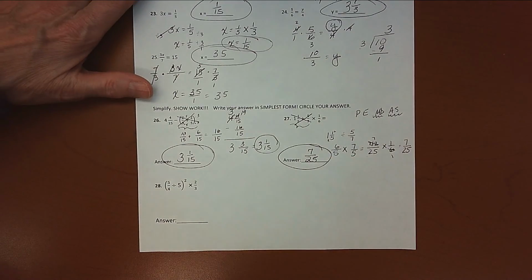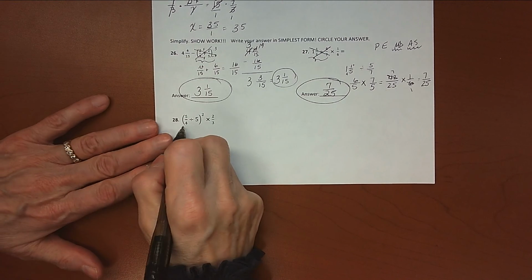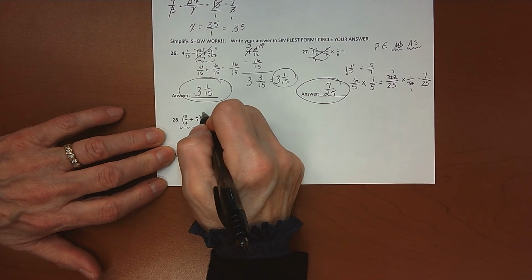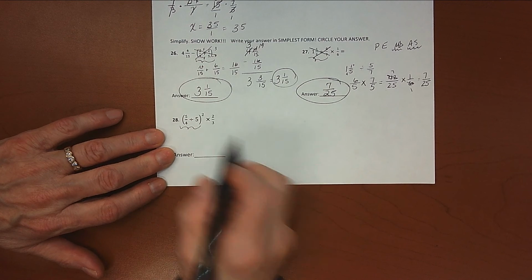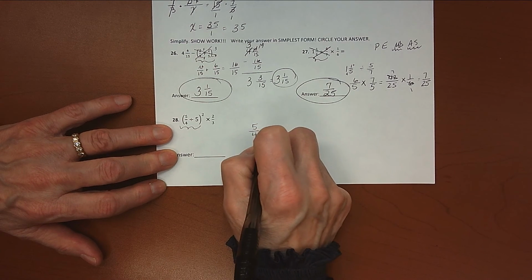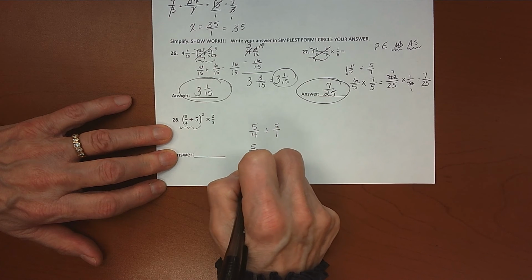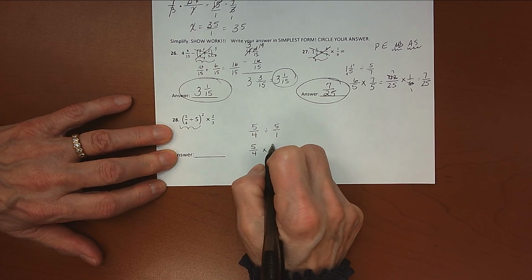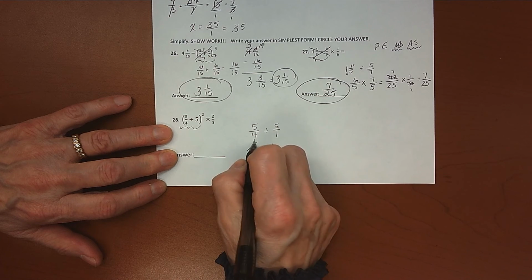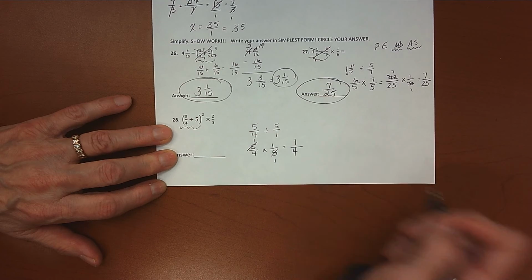All right, last one. Here we go. So we've got parentheses here. We're going to do what's in the parentheses first, and then when we get that result, we'll square it or multiply it by itself, and then finally we'll multiply by 2/3. So we've got 5/4 divided by 5, and I'll make that 5/1. We keep the first fraction, change the operation, flip the second one. 5 and 5 both divide by 5. 1 times 1 is 1, 4 times 1 is 4, so that's 1/4.